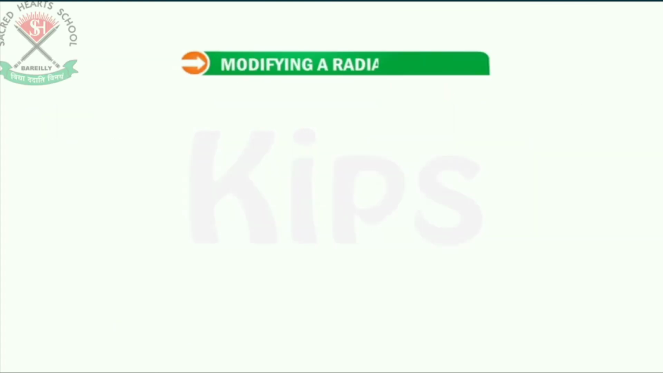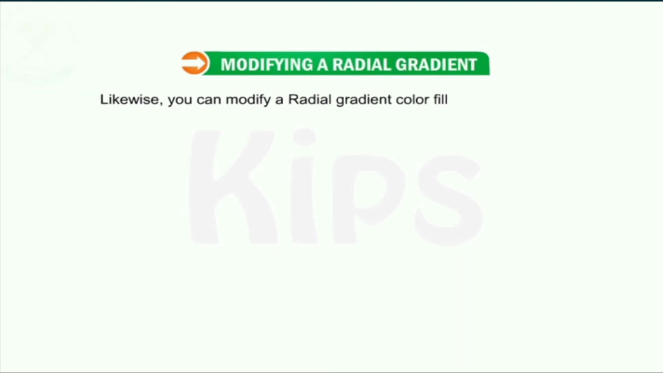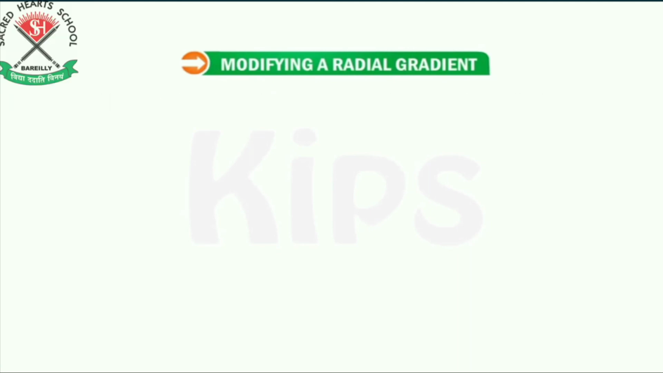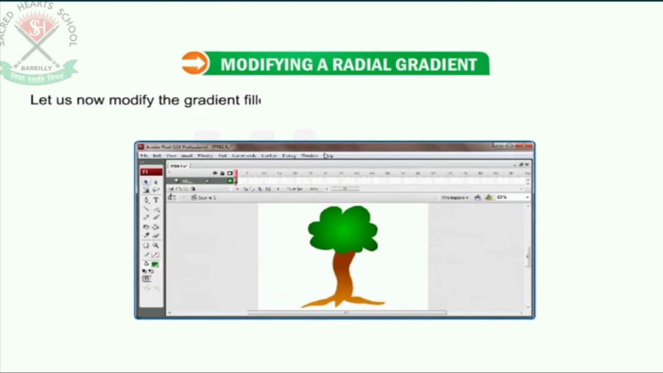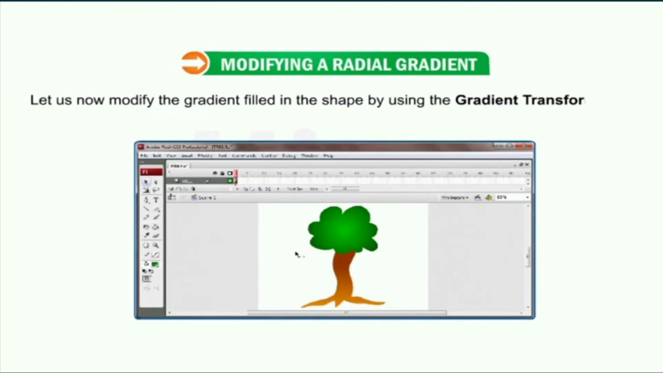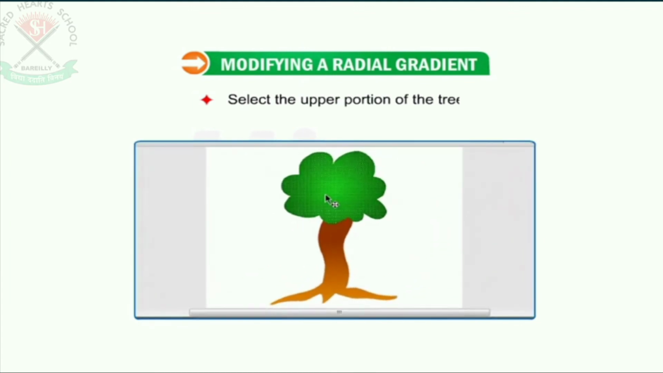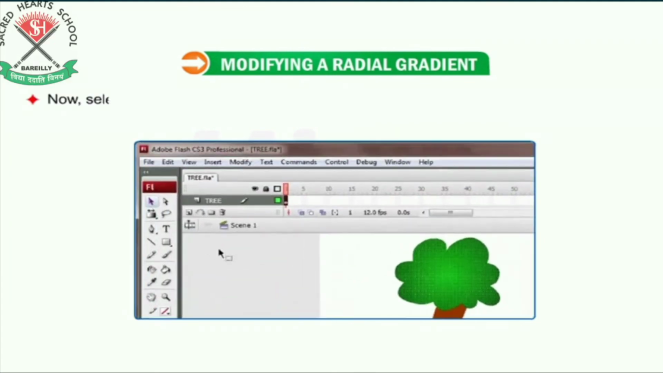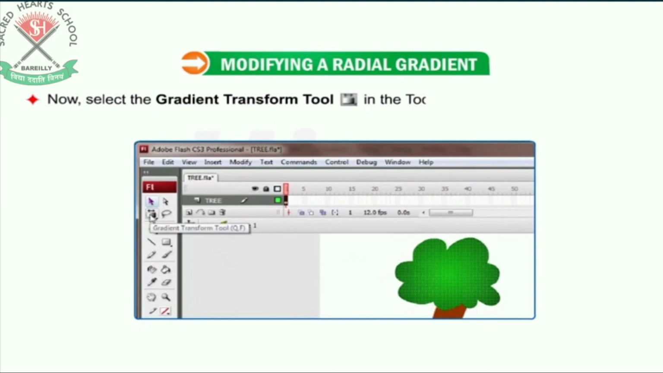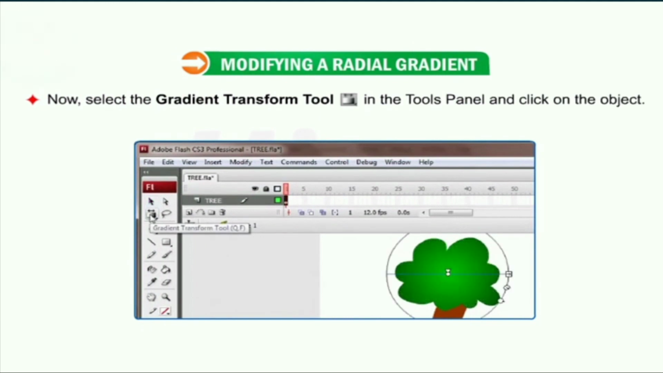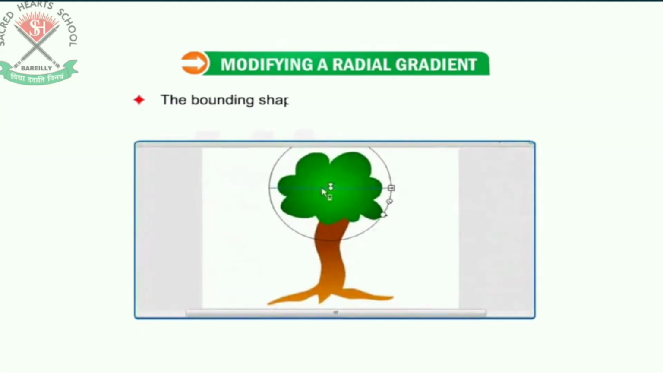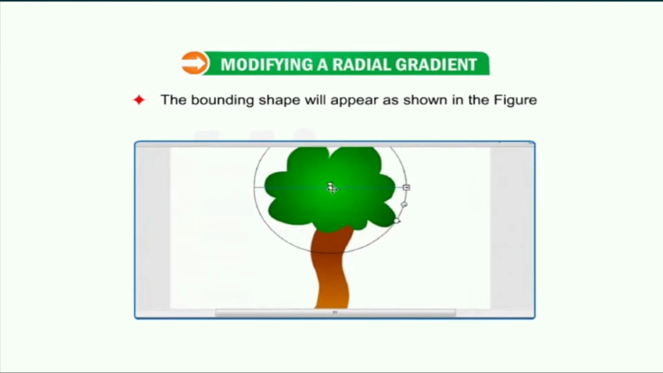Now let us see how to modify a radial gradient. Likewise, you can modify a radial gradient color filled inside the tree. हम लोग जैसे हमने linear किया वैसे हम radial को भी gradient को भी modify कर सकते हैं. We have to use the gradient transform tool. Select the upper portion of the tree. सबसे पहले हम select करेंगे. Then now select the gradient transform tool in the tools panel. Okay, and then click on the object. Object पे click करेंगे. The bounding shape will appear as shown in the figure.